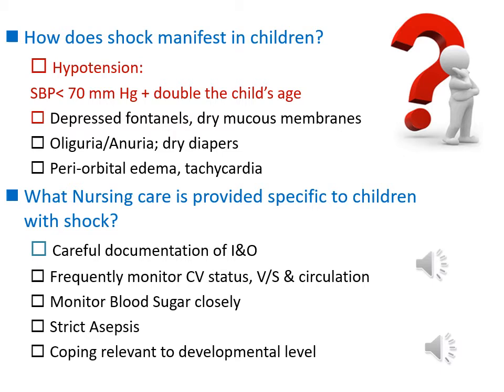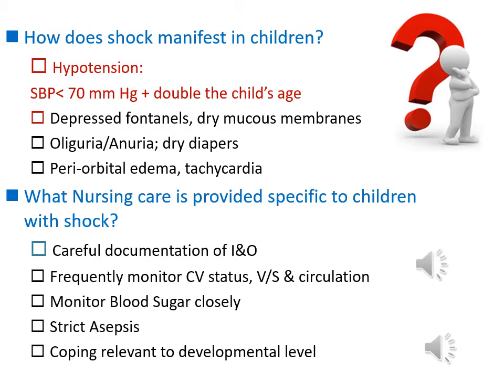So let's use an example. A child over the age of 1 will start with a systolic blood pressure of 70 and will add to that their age doubled. So let's take the example of a 5-year-old. We'll double the age. We've got 10. We'll add it to the 70. So now we have a systolic blood pressure of 80. Anything less than 80 would be a sign of hypotension in this 5-year-old.